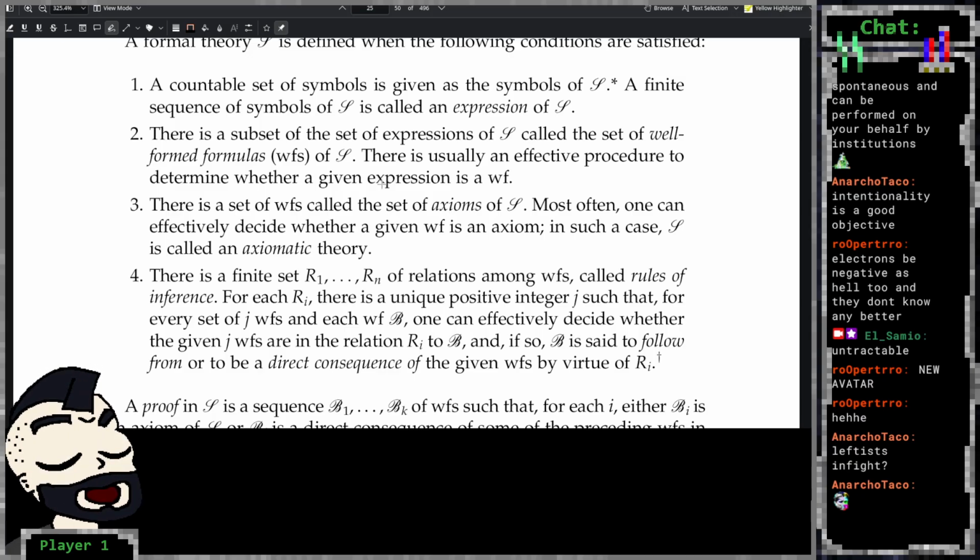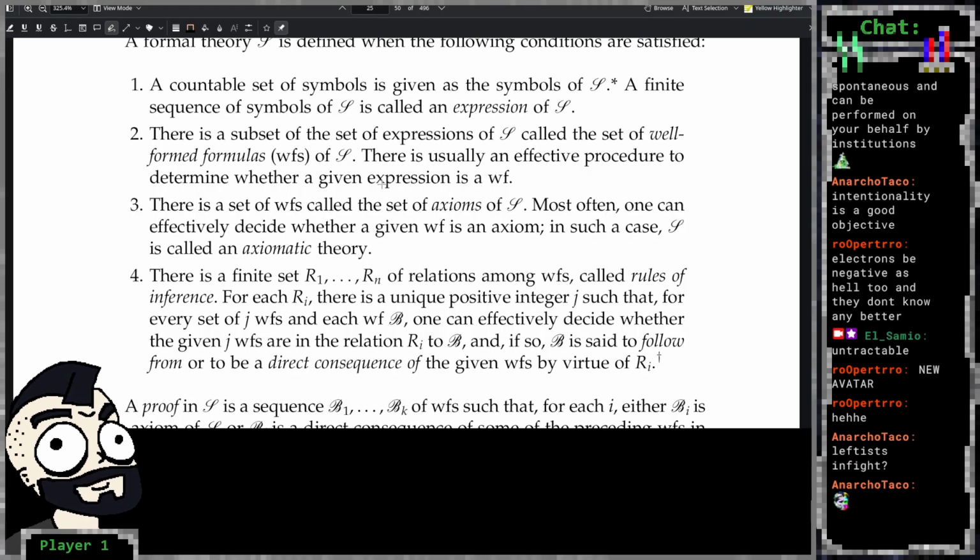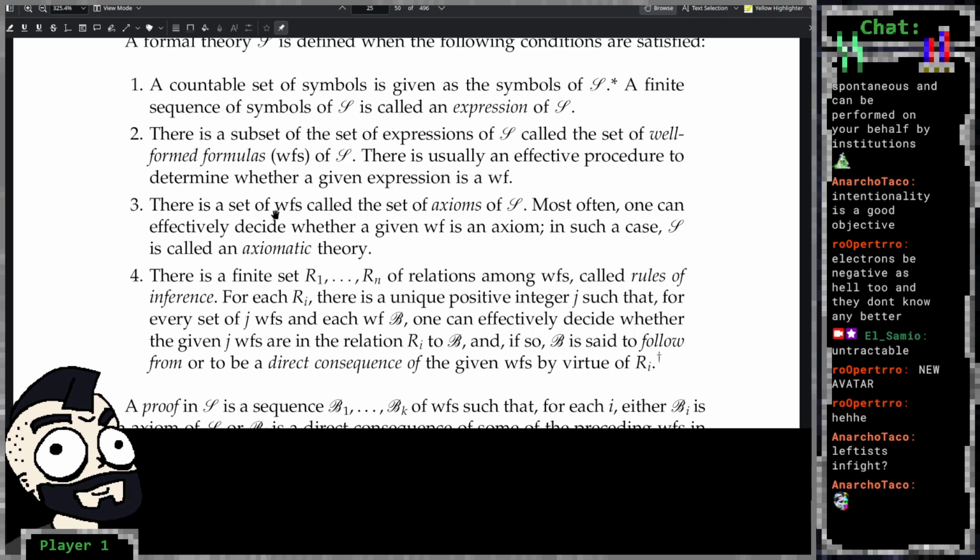There is a subset of the set of expressions called the set of well-formed formulas, or waifus. You want to call them whiffs or waifus. There is usually an effective procedure to determine whether a given expression is a well-formed formula. Yes. We went through this in our second session.